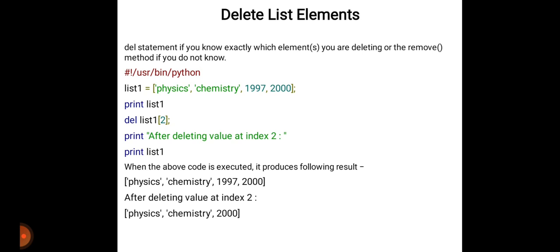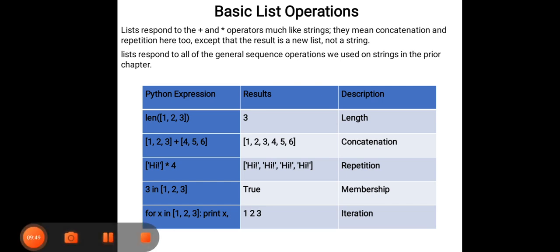Then the next one is list operations. What are the list operations? Lists respond to the plus and multiply operators much like strings. They mean concatenation and repetition here too, except that the result is a new list, not a string. In fact, lists respond to all the general sequence operations we used on strings in the prior chapter. So we will see what these are.